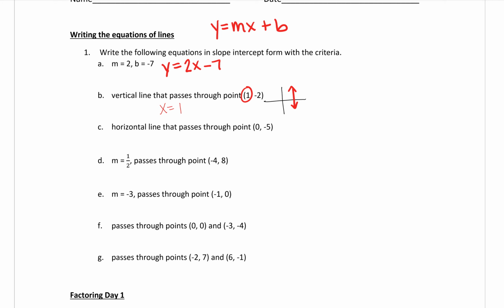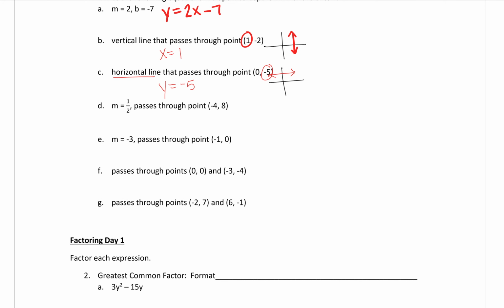All right, then we're given a horizontal line that passes through the point (0, -5). Again, I'm going to give you a quick visual. We have a graph, and we have a line that goes horizontally. So it only crosses the y-axis. So again, all I care about is the y value. So I know y equals -5.